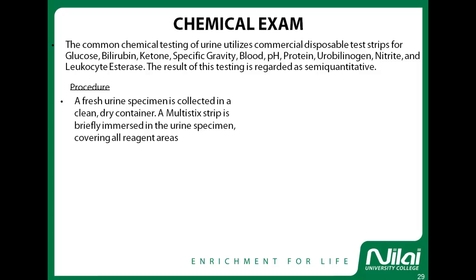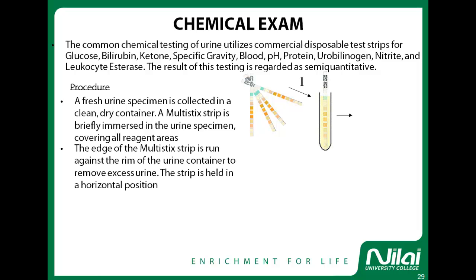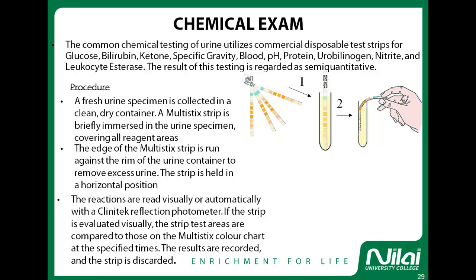A fresh urine specimen is collected in a clean, dry container. Number 1, a multi-strip is briefly immersed in the urine specimen, covering all reagent areas. Number 2, the edge of the multi-strip is run against the rim of the urine container to remove excess urine. The strip is held in a horizontal position. Results are read visually or automatically with a reflectance photometer.